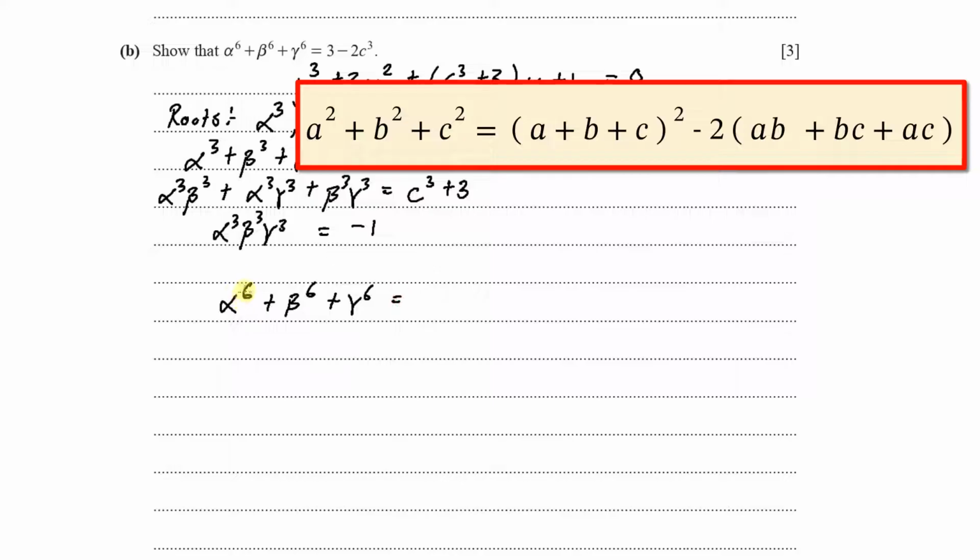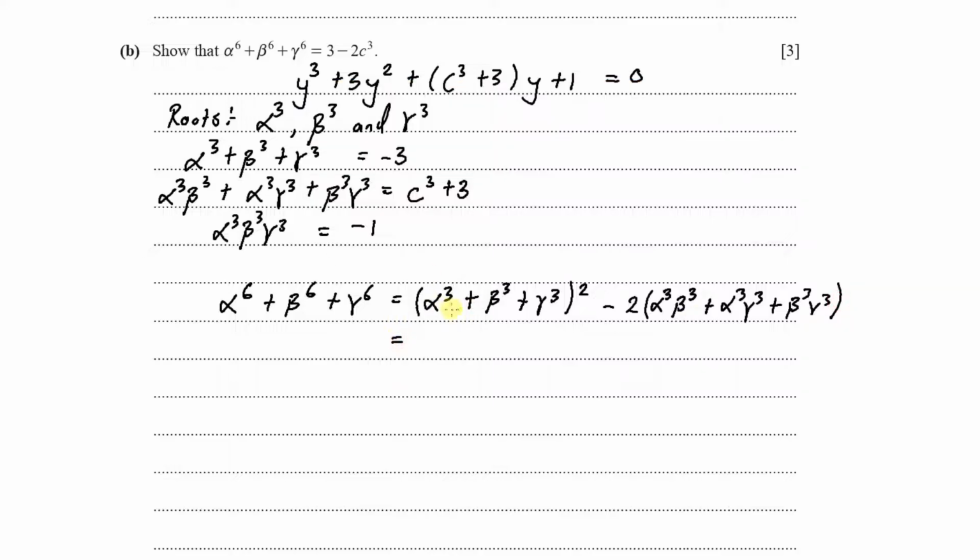Because alpha to the 6 is like a square of alpha cubed, this can be compared to a squared. So this therefore should give us (alpha cubed plus beta cubed plus gamma cubed) squared minus 2 of (alpha cubed beta cubed plus alpha cubed gamma cubed plus beta cubed gamma cubed).